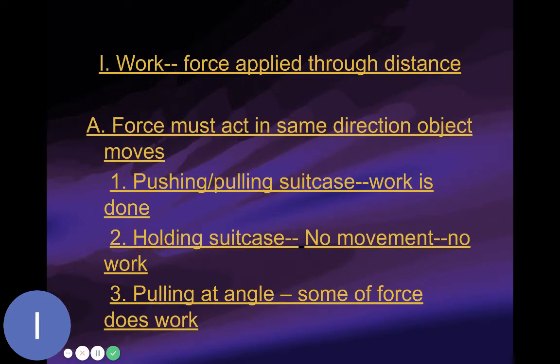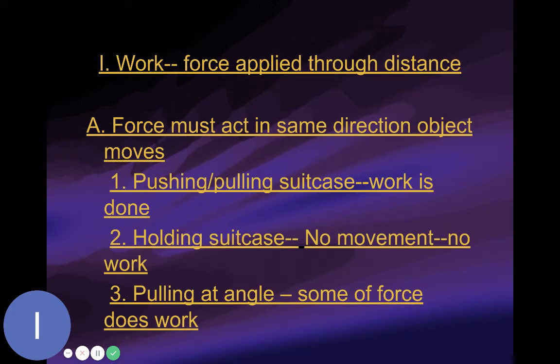First, let's define work. Work is defined as a force applied through a distance. If you look at that letter A there, that's part of the key criteria for work being done: there has to be a force and then there has to be a distance, but there's also a third criterion, that the force has to act in the same direction that the object moves that distance. So there are three criteria for work. One is force, one is distance, and the third is that the force and the distance have to be in the same direction.